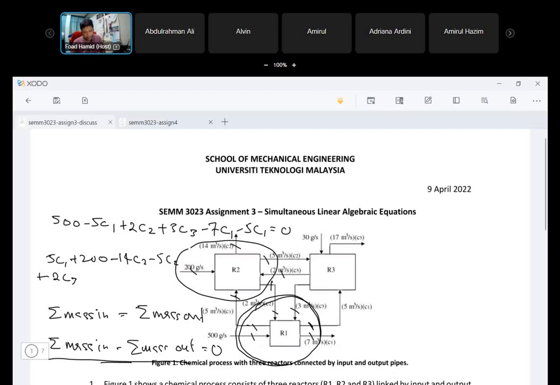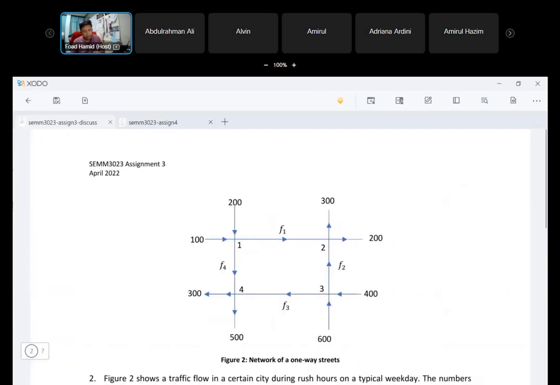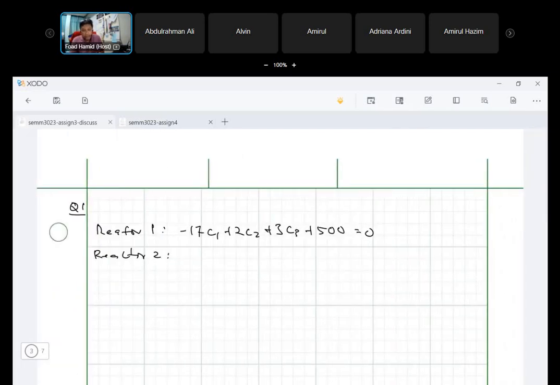And then minus 2 C2, that's minus 2 C2 must equal to 0. Okay, so same thing. So I don't think we need to go over that. So it's very straightforward. So this one is just 5C1 minus 21C2 plus 2C3 plus 200 equal to 0.